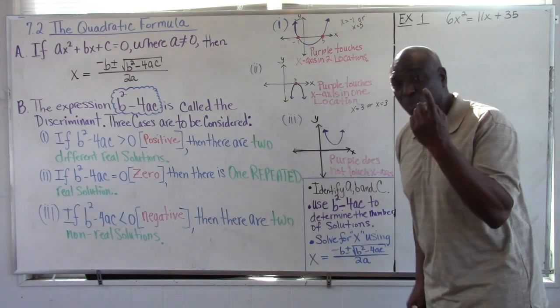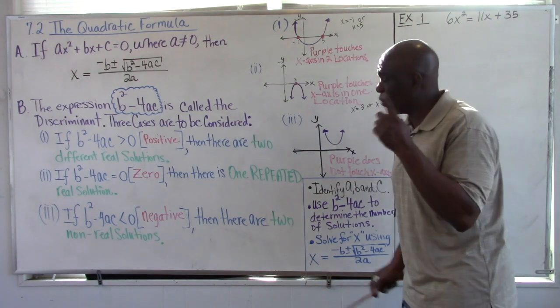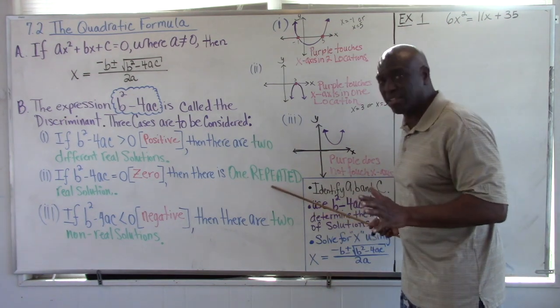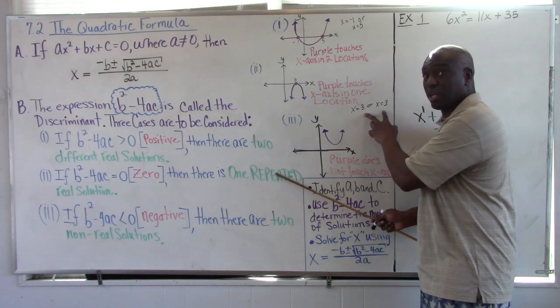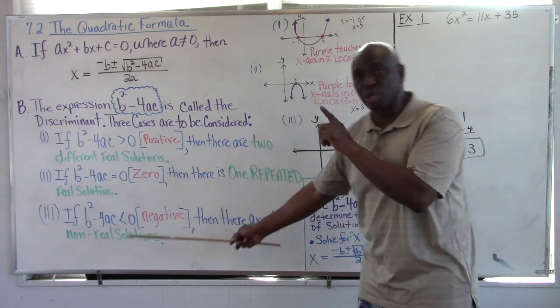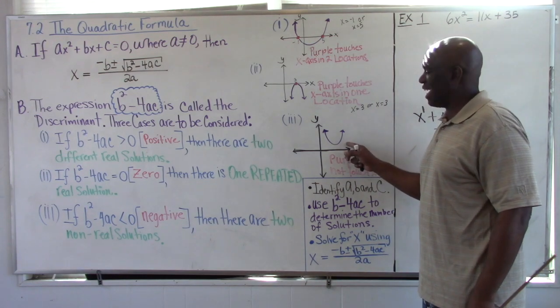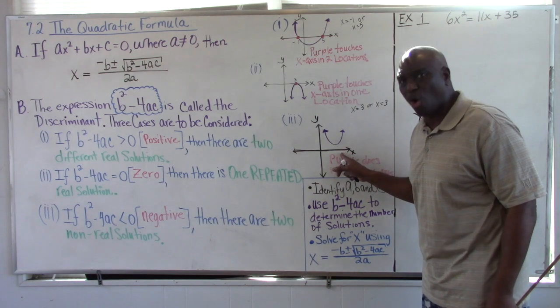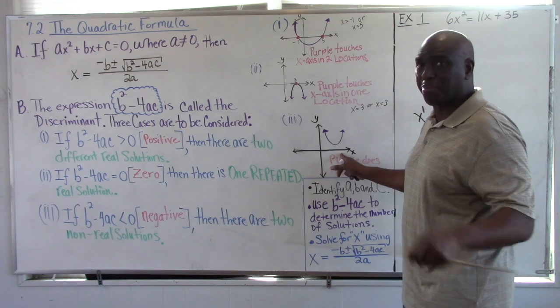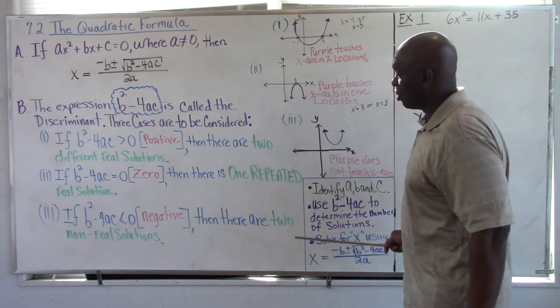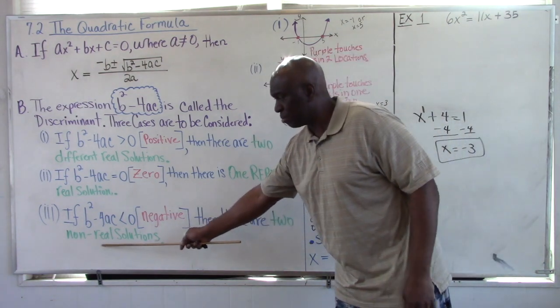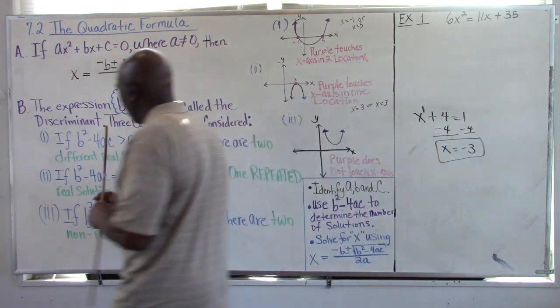But you only have to write it once. But you need to know it's 1 repeated. The number repeats itself. 1 repeated real solution. In this case, the graph does not touch the x-axis at all. So we have like an imaginary number, which is what? 2 non-real. Non-real means imaginary. There you go.